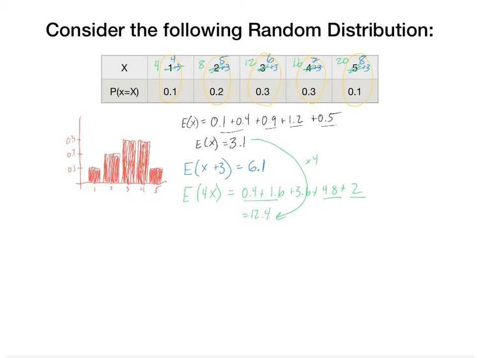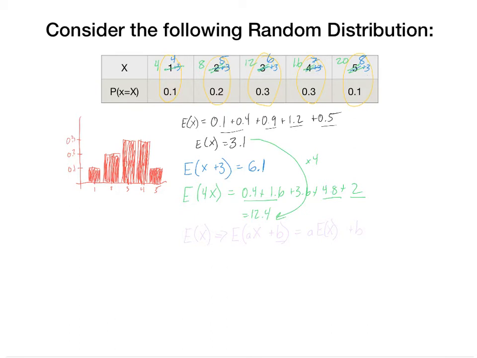All right, so basically what we've just discovered is that if I have an expected value, and then I transform that expected value by multiplying the x value by a number and adding a number, my new expected value is going to be the same thing as if I had just multiplied that number times my expected value and then added whatever that number was on the end. Okay, and that's what we just saw.